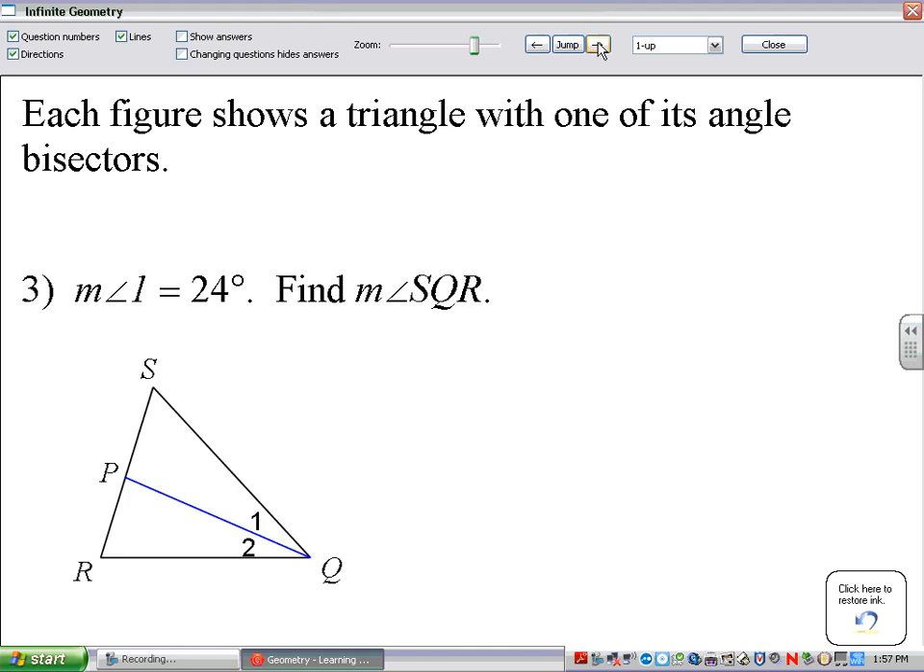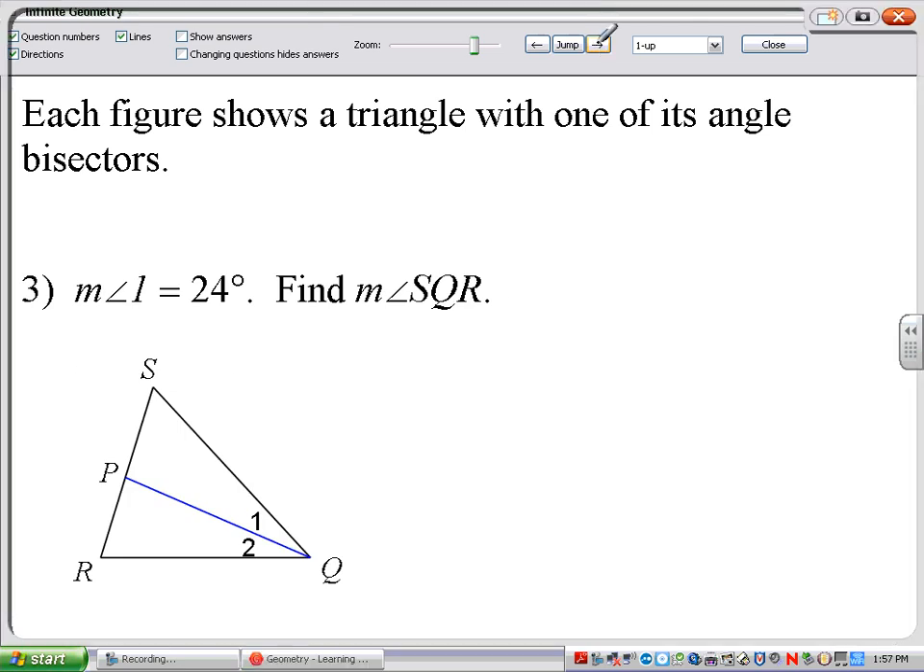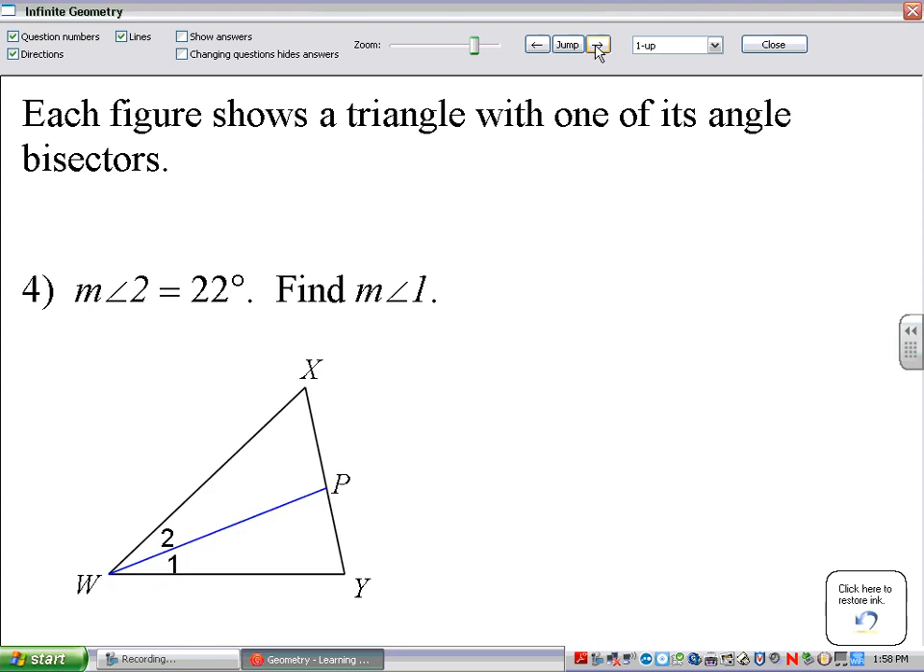Number 3. The measure of angle 1, it reads, is 24. Find the measure of S to Q to R. So we're given angle 1 is 24. Find the big angle. We'll realize that if 1 is 24, then angle number 2 is also 24. So the big angle would be 24 times 2, or 48. Let's keep going to number 4.